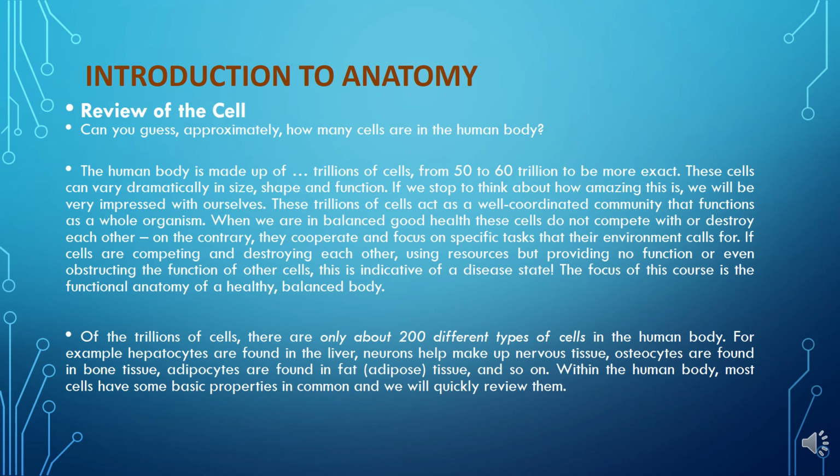Of the trillions of cells, there are only about 200 different types of cells in the human body. For example, hepatocytes are found in the liver. Neurons help make up nervous tissue. Osteocytes are found in bone tissue. Adipocytes are found in fat adipose tissue, and so on. Within the human body, most cells have some basic properties in common, and we will quickly review them.